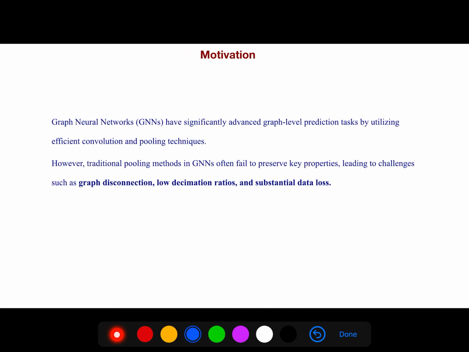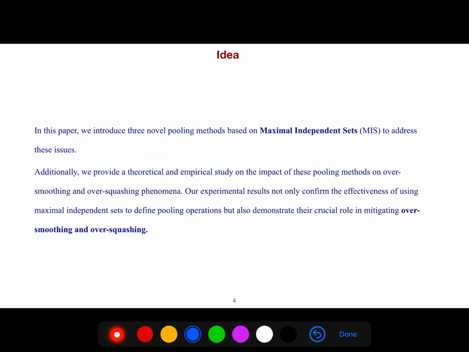Graph neural networks have significantly advanced graph-level prediction tasks by utilizing efficient convolution and pooling techniques. However, traditional pooling methods in GNNs often fail to preserve key properties, leading to challenges such as graph disconnection, low decimation ratios, and substantial data loss.